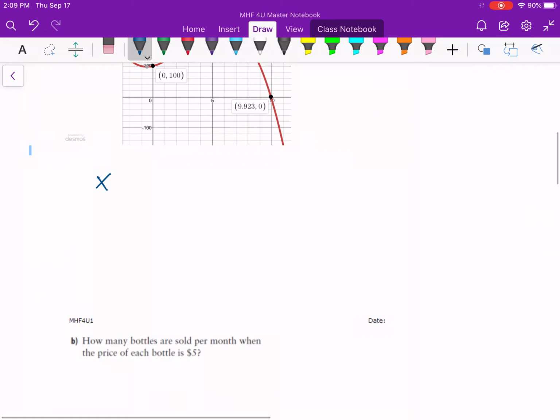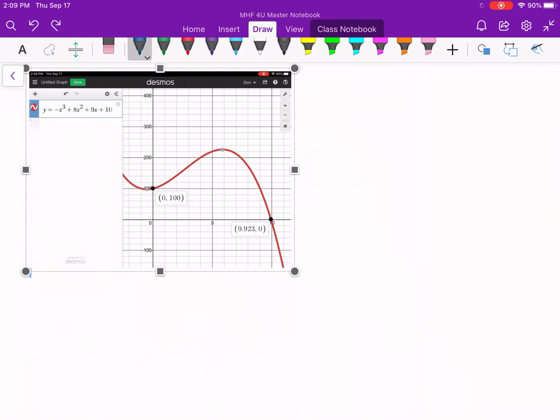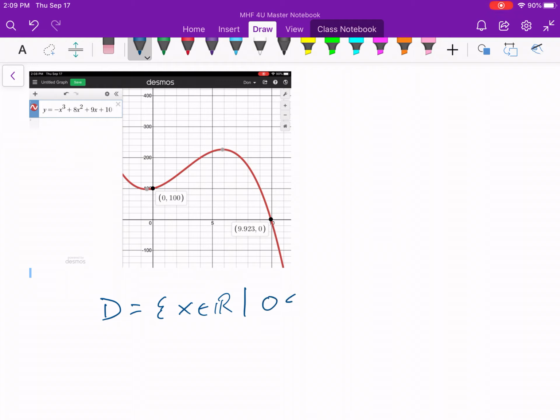D, no, that's an X. D equals X ∈ R, X is a member of the set of real numbers, where X is greater than or equal to 0, less than or equal to 9.92. I'll round it to 2 decimal places because that rounds it to the nearest penny. So there's our domain, and that's our answer to part A.